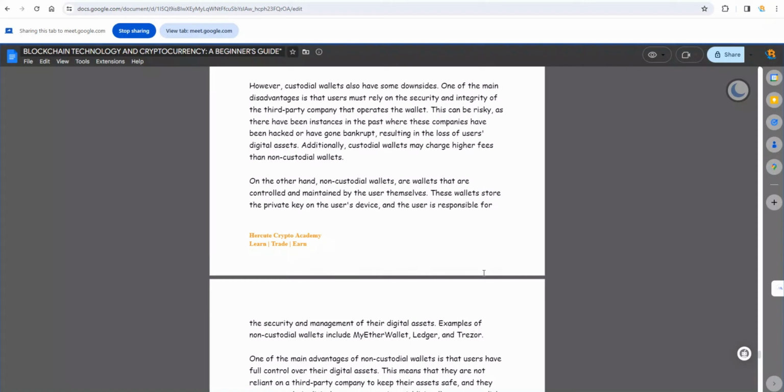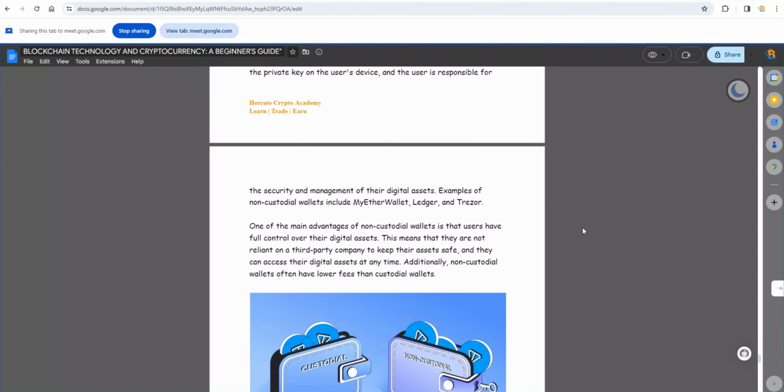MetaMask, MyPocket wallet. You know, there are so many. One of the main advantages of non-custodial wallets is that the users have full control over their digital assets. You're not entrusting someone else with your wallet, okay? This means that they are not reliant on a third-party company to keep their assets safe. They can access their digital assets at any time without anyone ever knowing.